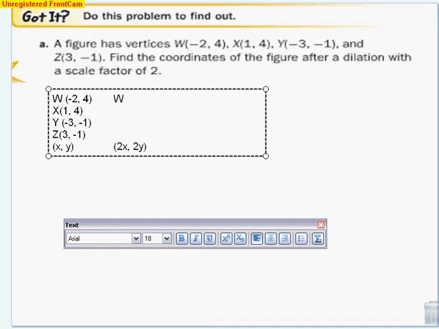Now let's find our new points. W' would be (-4, 8). X' would be (2, 8). Y' would be (-6, -2). And Z' would be (6, -2).